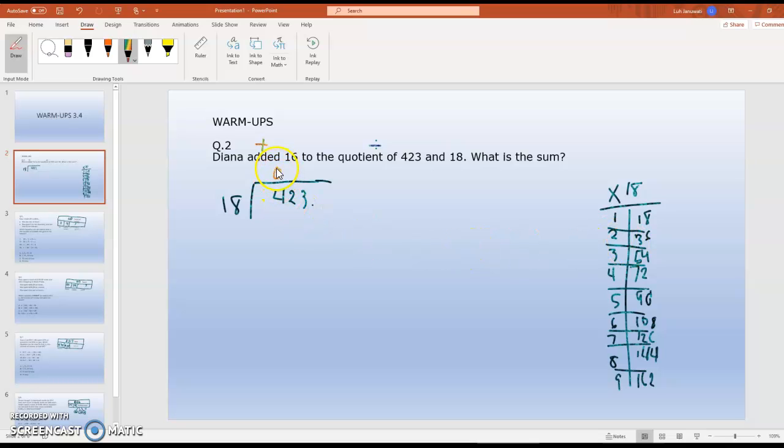So you can't do 4 because it's too small, right? So you bring down your 2. So that's 42. 18 goes into 42 2 times, you can see here, right? It's 36. So you write your 2, and then that's 36. 42 minus 36 is 6. You can borrow and regroup, or you can count up from 36: 36, 37, 38, 39, 40, 41, 42, or you can borrow and regroup. Okay, so that's 12 minus 6 is 6, and bring down your 3.